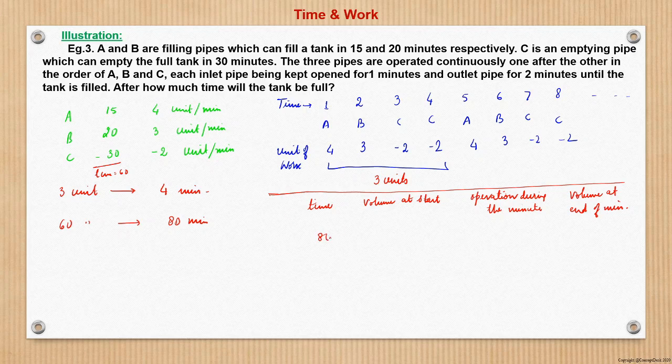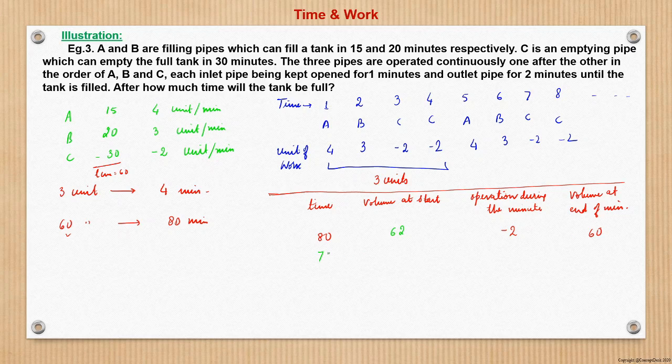Now at the end of the 80th minute we know the volume is 60 units, right? The work done is 60 units. And what is the activity during the 80th minute? Every multiple of 4, 4, 8 and all, has an operation of -2. So operation during the 80th minute is -2. So the volume at the start would have been 62, then only -2 would have resulted in the volume at the end of the 80th minute as 60.